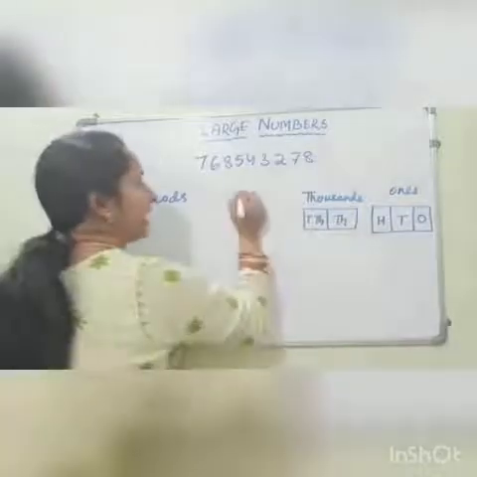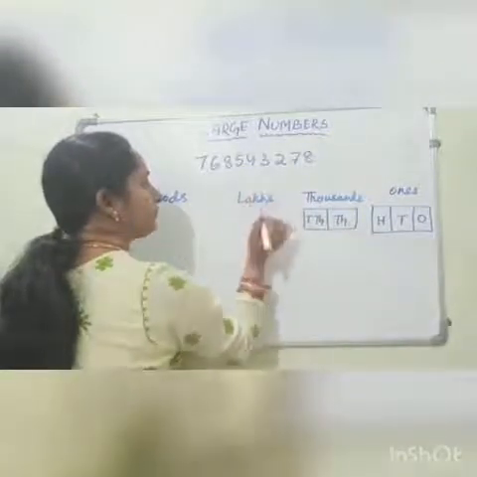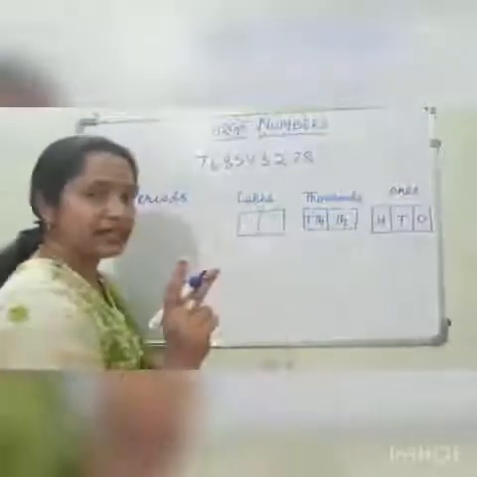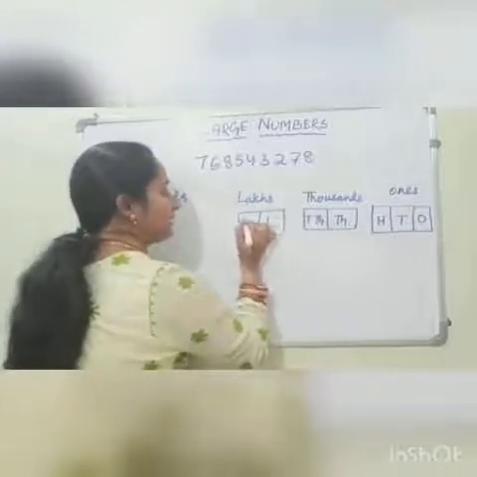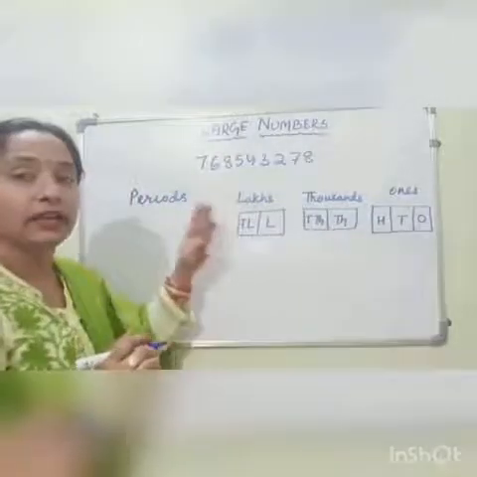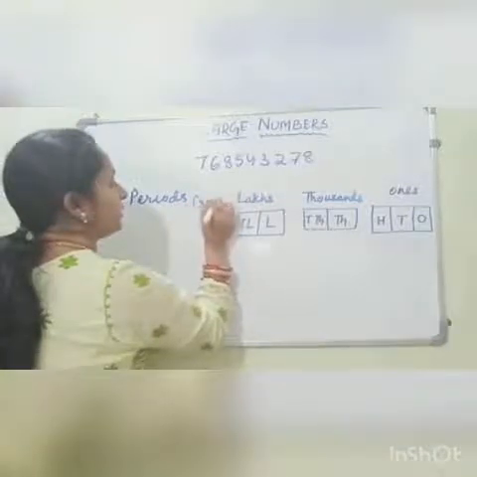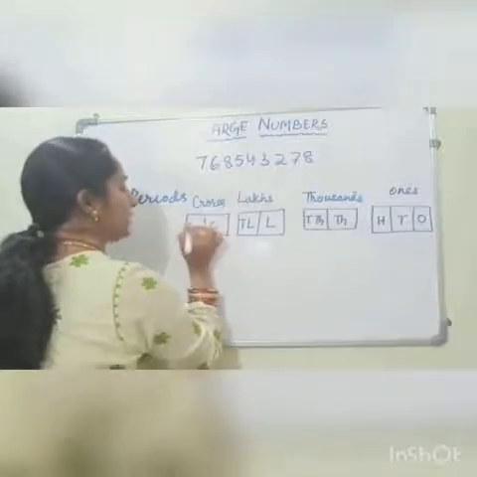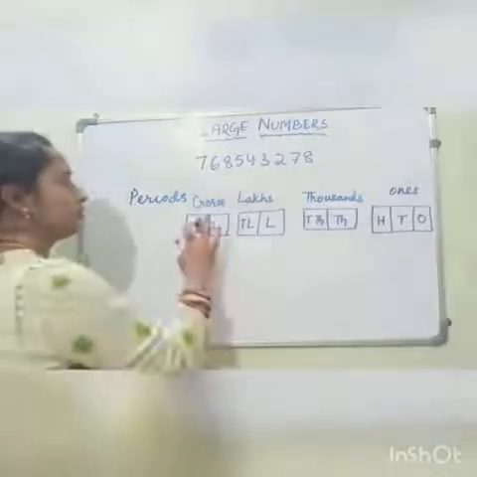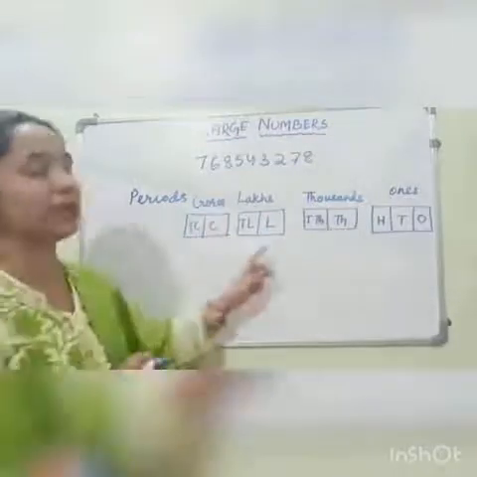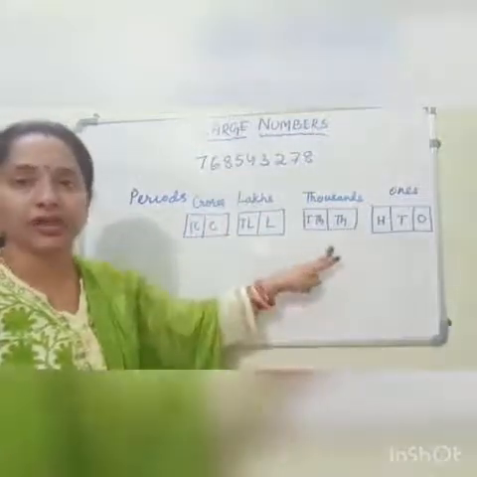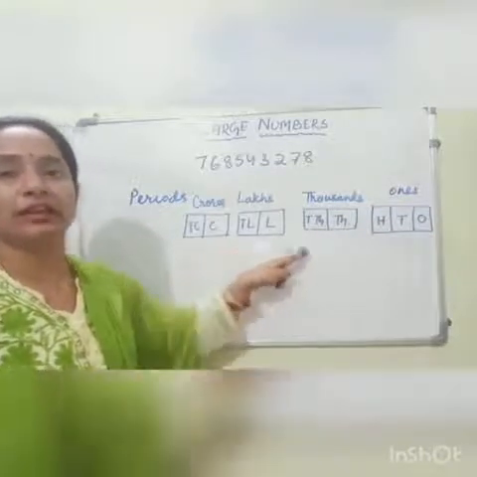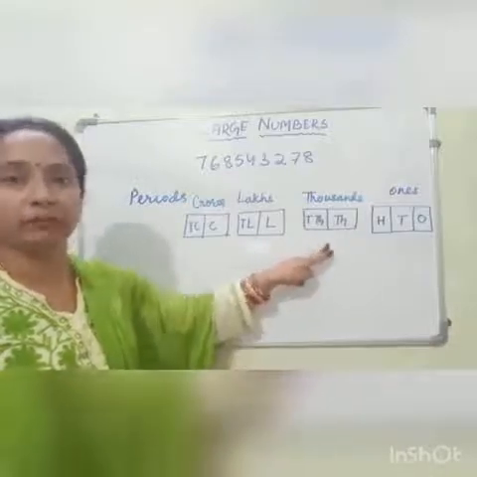Next we have the lakhs period. The lakhs period also consists of 2 places. One is lakhs and the other one is 10 lakhs. Similarly, next we have the crores period. Crore period also consists of 2 places, that is crores and 10 crores. So, this place value chart or this system is according to the Indian number system, or it is the Indian place value chart.